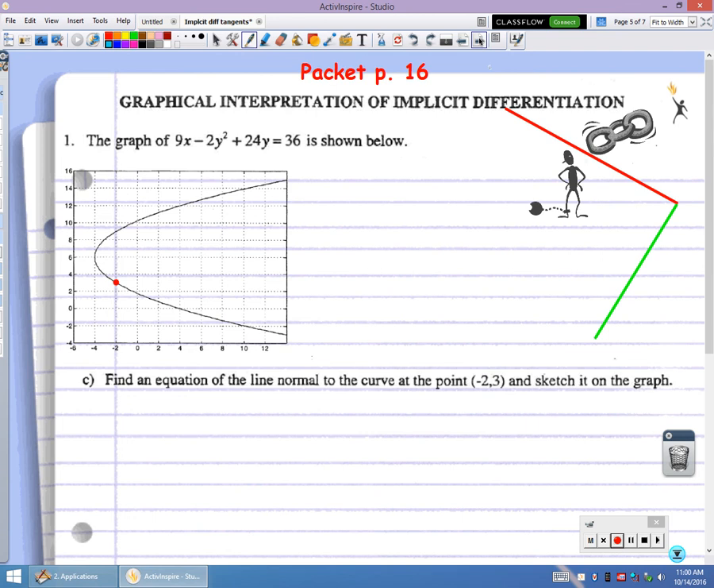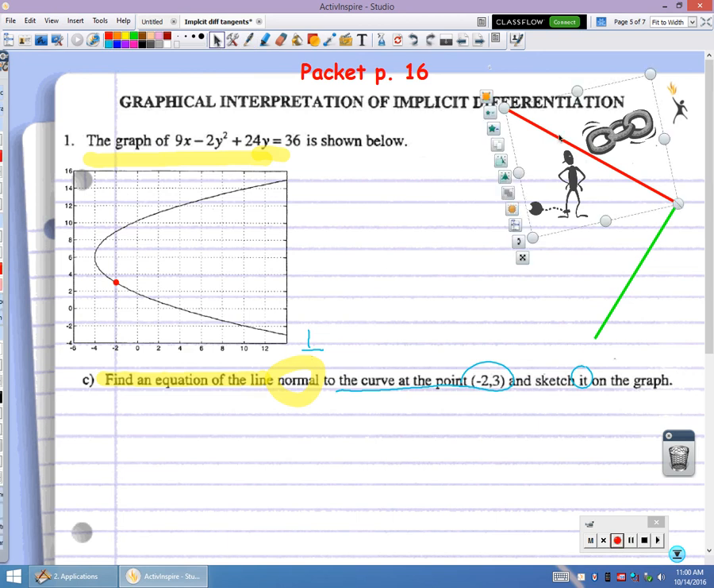The last problem that I wanted to do is page 16 in your packet. So let's just read through these instructions. We have been given the graph of a sideways parabola, and our job is to find the equation of a line. But the line is normal. Remember, we know that tells us perpendicular to the curve at the point -2, 3, and sketch the line onto the graph. So here's what I've done ahead of time.